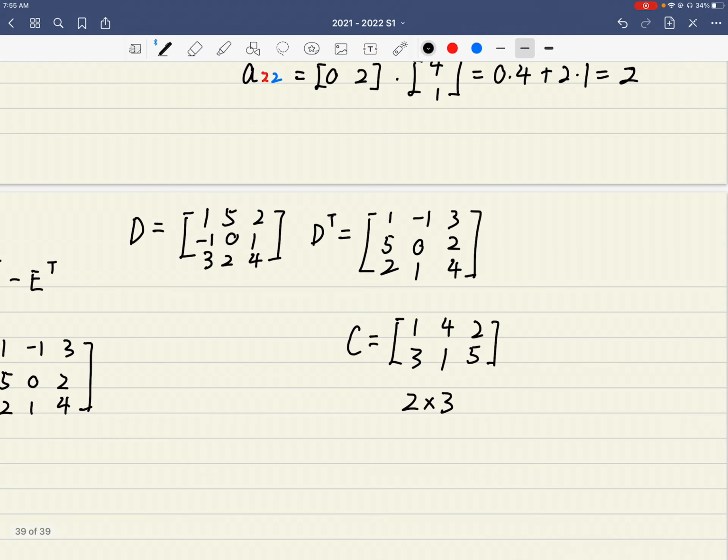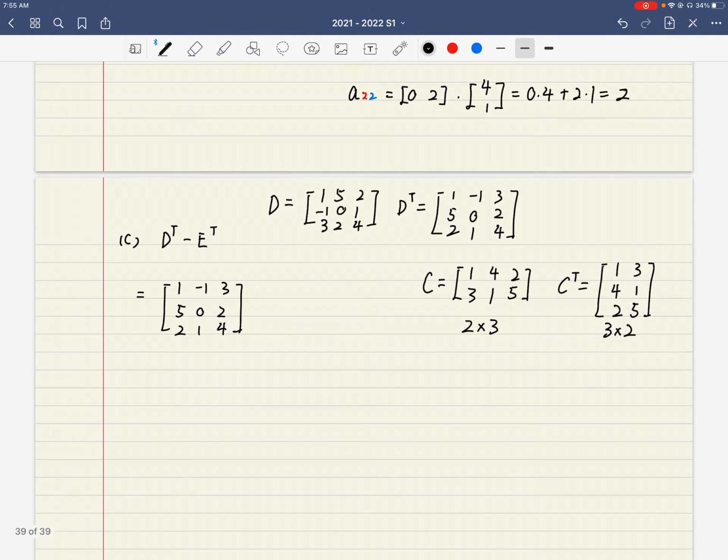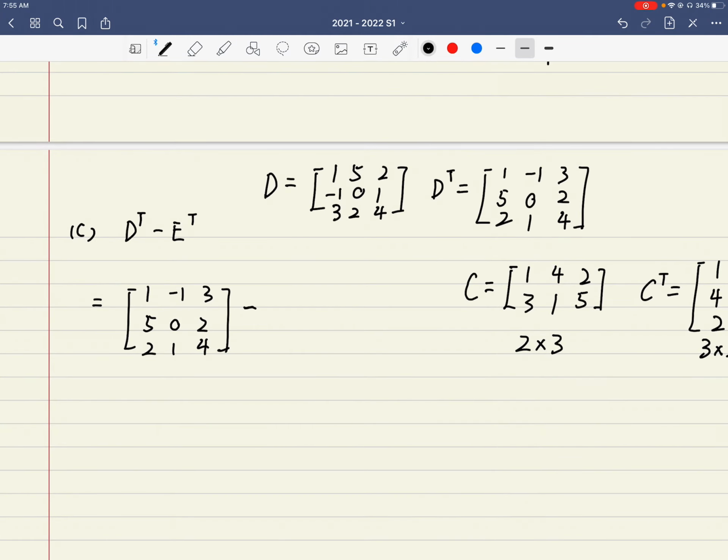Okay. So then, if you transpose it, it's a similar idea. The first row becomes the first column. It is 1, 4, 2. The second row becomes the second column. It is 3, 1, 5. Okay, so this result is a 3 by 2 matrix. All right, back to the question.